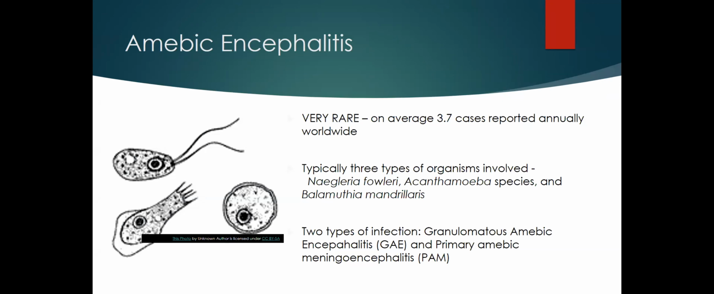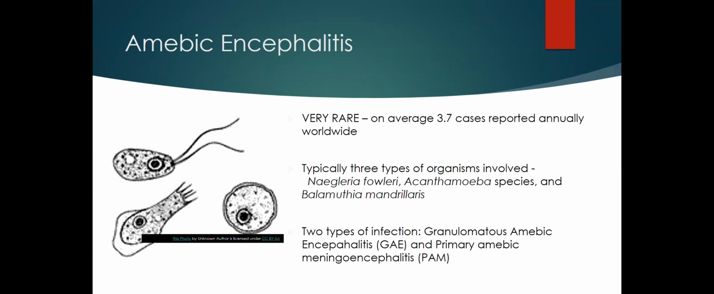The basic 3 types of organisms that are involved are your Naegleria fowleri, your Acanthamoeba species, and Balamuthia mandrillaris. And generally, we have to break down amoebic encephalitis into 2 different types of infections. There's granulomatous amoebic encephalitis, which is GAE, so referred to as GAE from now on. And there's also primary amoebic meningoencephalitis, and that's PAM.